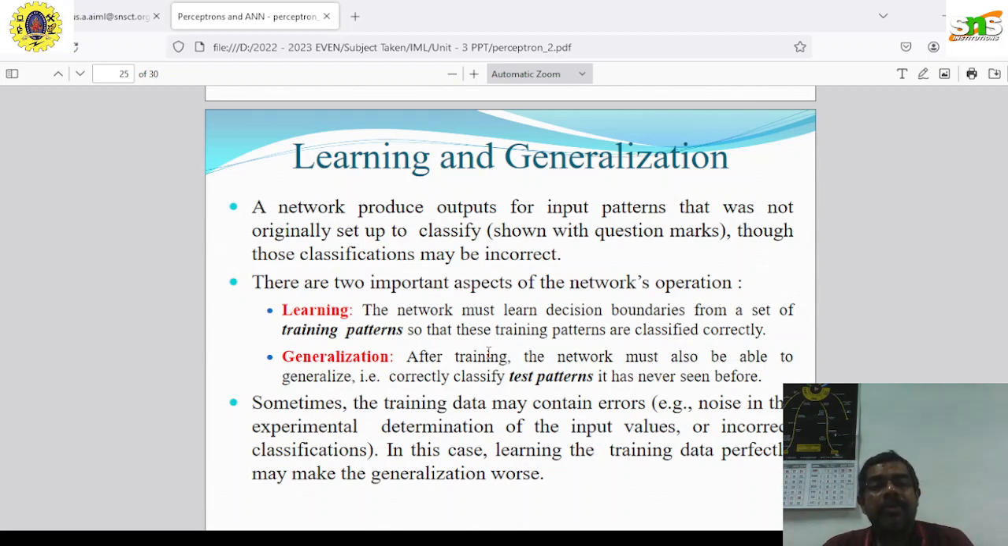So the neural network must learn the decision boundaries from a set of training patterns, so that these training patterns are classified correctly. But in generalization, after the completion of training, the neural network must be able to generalize, that is, correctly classify the test patterns it has never seen before. Sometimes the training data may contain errors, for example noise in the experimental determination of input values, or incorrect classifications. In this case, learning the training data perfectly may make the generalization worse.